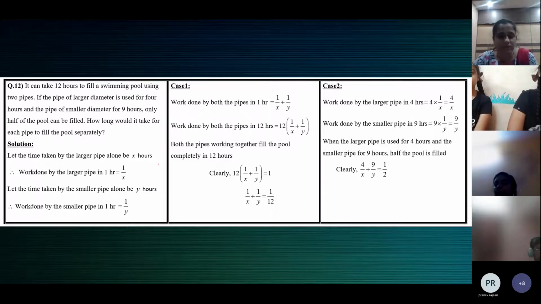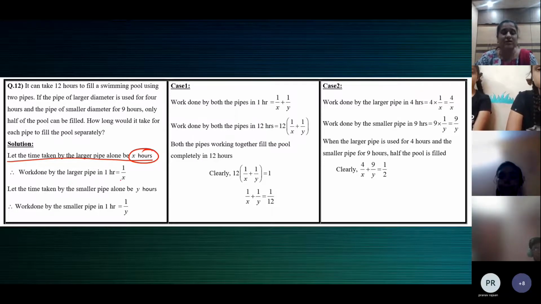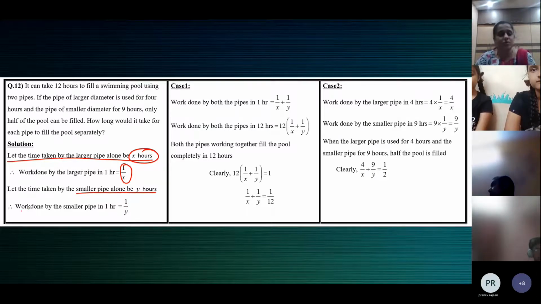So the assumptions go like this. Let the time taken by the larger pipe alone to fill the empty pool be X hours. So the work done by the larger pipe in 1 hour is 1/X, the reciprocal of the time taken. The reciprocal of the time taken is the fraction of the work done in 1 hour. Let the time taken by the smaller pipe alone be Y hours. Then the work done by the smaller pipe in 1 hour is the reciprocal of the total time taken, 1/Y. This fraction of the tank is filled by the smaller pipe in 1 hour.